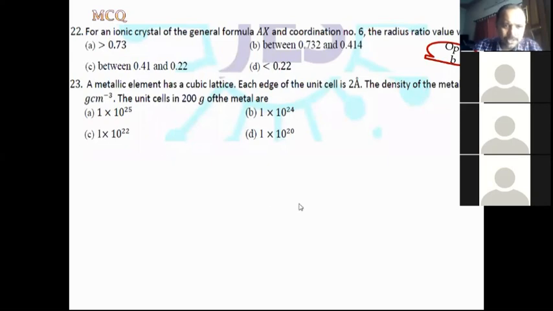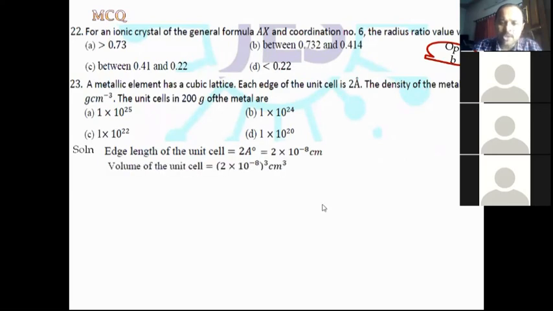We'll take the solution. Edge length is given to be 2 angstrom. That has to be converted to centimeter, as I told you. So 10 raised to minus 10. Take out 10 raised to minus 2; minus 2 is nothing but centimeter. What remains is minus 8. So 2 angstrom is nothing but 2 into 10 raised to minus 8 centimeter. Volume of the unit cell is a cube, so edge length is a. a cube would give volume, which amounts to 8 into 10 raised to minus 24.